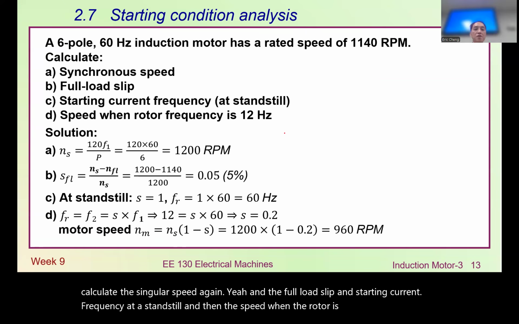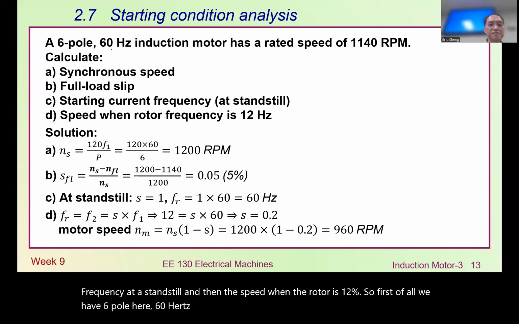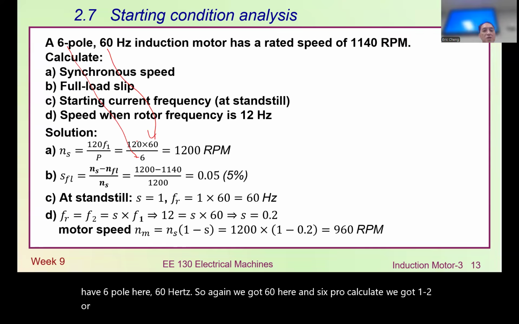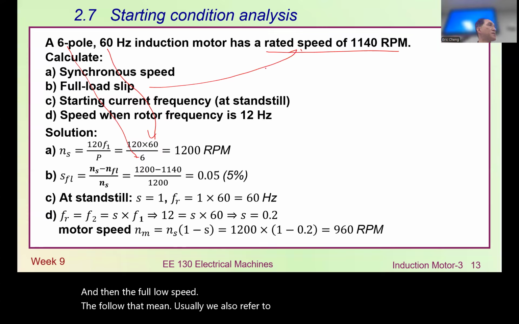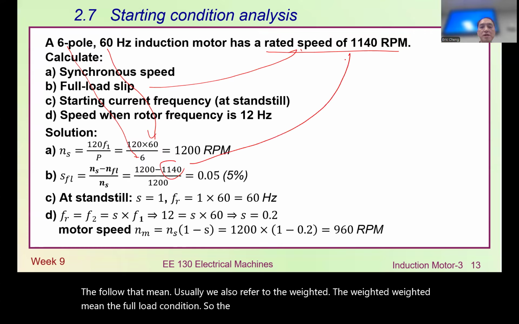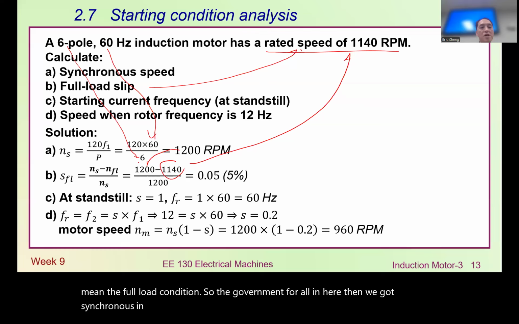So first of all, we have 6-pole here, 60 Hz. So again, we have 60 here and 6-pole, calculate, we get 1200 RPM. And then the full load speed. Full load usually also refers to the rated, meaning the full load condition. So we have 1140 in here. Then we have synchronous in here. Then we get the full load slip will be 5%.